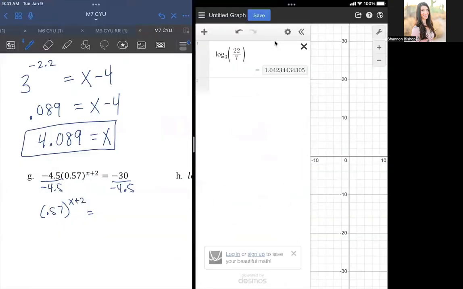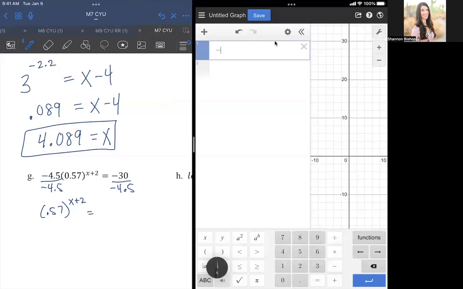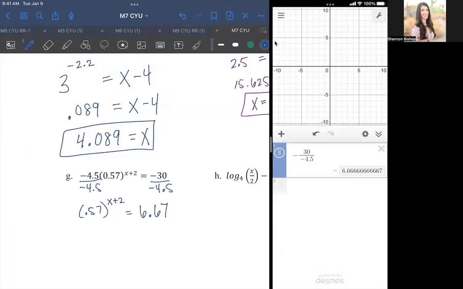Close out some of this. What do we got? Negative 30 divided by negative 4.5 is a positive 6 and 2/3. All right, so 6.67. And then, okay, I'm feeling like now's the time, right? Because I'm looking at this and I'm like, well, I feel kind of stuck. I don't know what else to do. That's because you have your base, you have your power, and you have your result. You're ready. So the inverse of this exponential will be a logarithm.